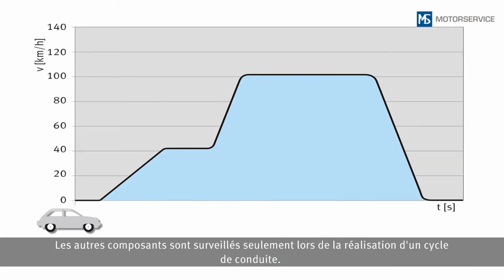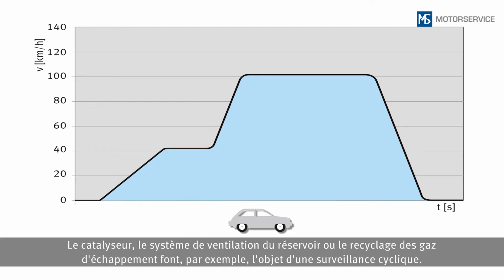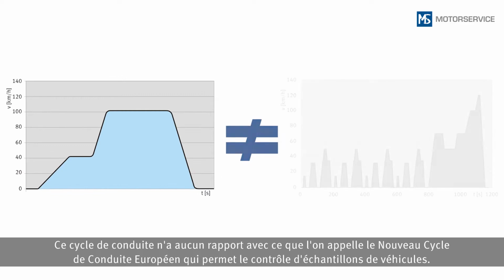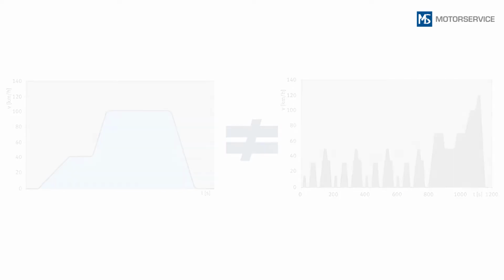Other components are only monitored when passing through a driving cycle. In other words, under specific operating conditions or if certain operating points have been reached. Examples of this cyclical monitoring include the catalytic converter, the fuel tank ventilation system, or exhaust gas recirculation. This driving cycle has nothing to do with the so-called New European Driving Cycle used for vehicle prototype certification tests.